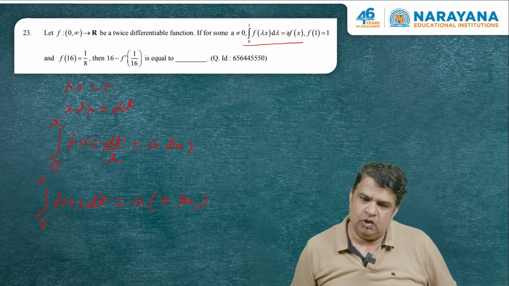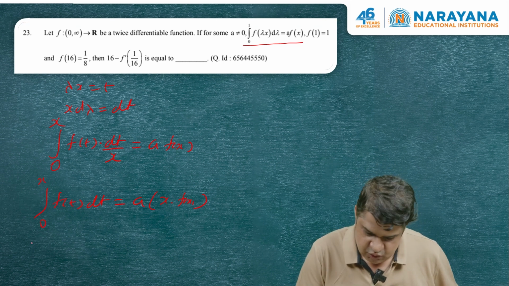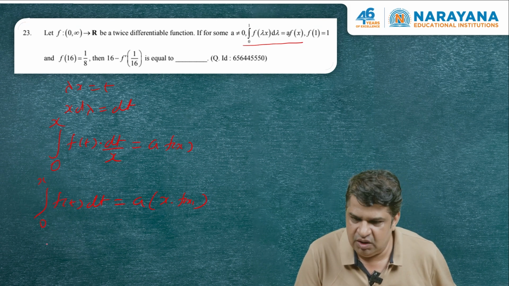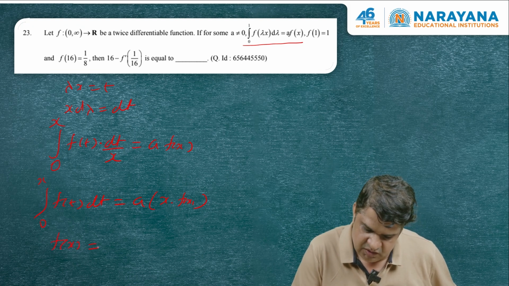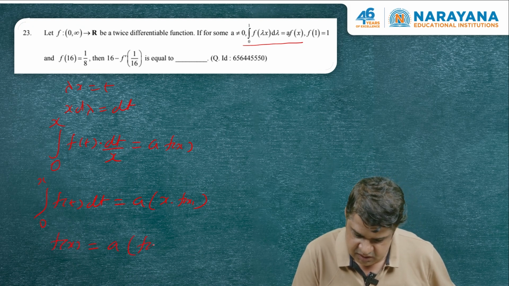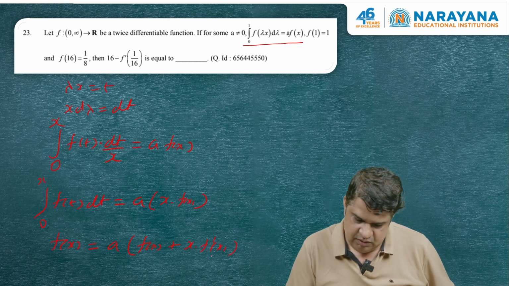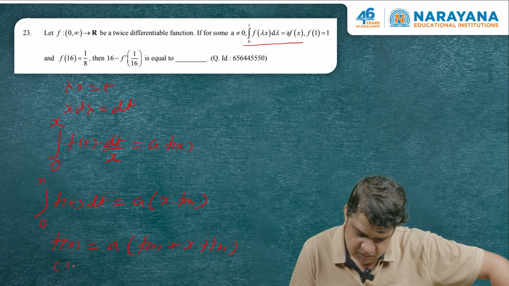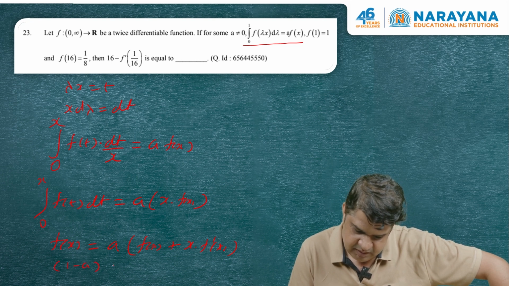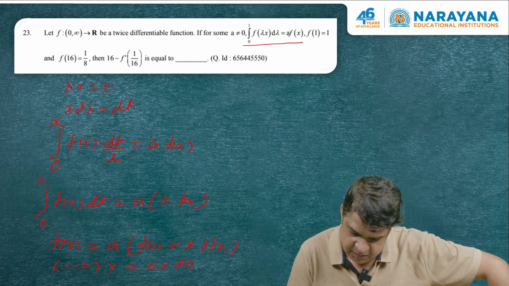Now, differentiate this equation using the Newton-Leibniz theorem. When we differentiate it using the Newton-Leibniz theorem, it will become f of x equals a times f of x plus x into f dash x. So, now we are getting a differential equation, that is (1 minus a) times y equals a x dy by dx.